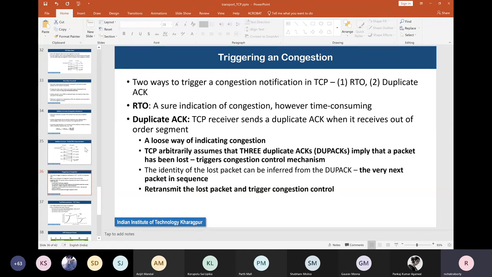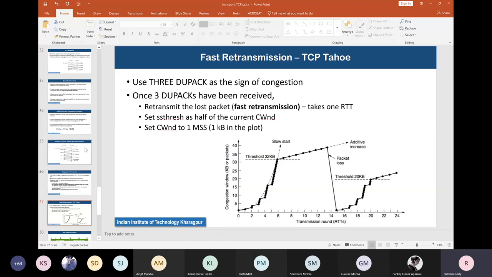The identity of the lost packet can be inferred from the duplicate acknowledgement. As we saw earlier, 3 was missing, 4 was received, but the acknowledgement came back asking for 3. That means 3 is the missing one, so it can be easily inferred who is causing the problem. So it just retransmits the lost packet and it triggers congestion control. In this case, what is congestion control? Well, it is the point at which under AIMD you detect there has been congestion.